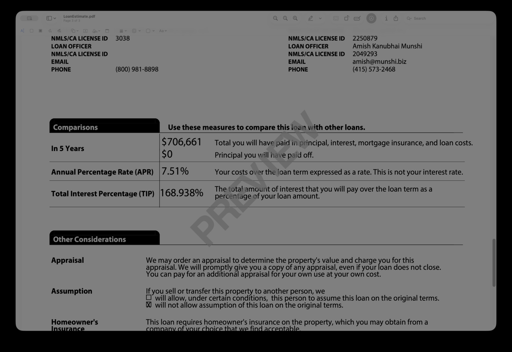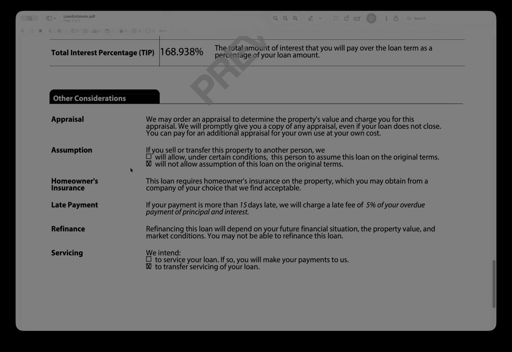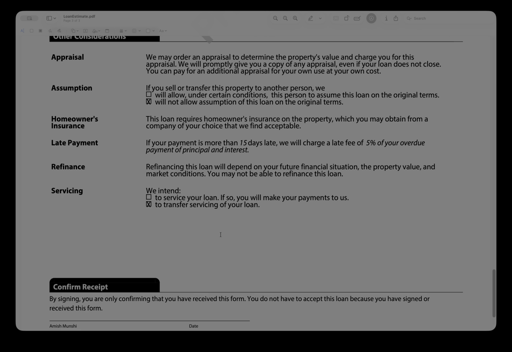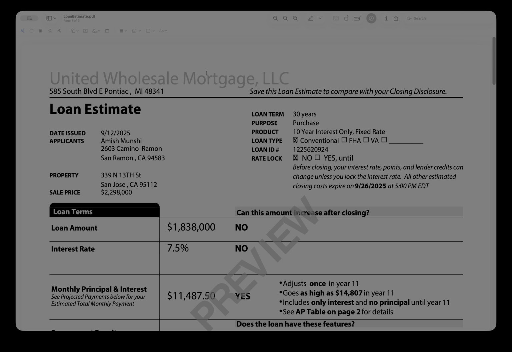And the total interest you are paying through the life of the loan is 168% of the borrowed money of 1.8 million. So you're paying closer to 2.5 million in just interest over the life of the loan. And a few more details about the loan. So hopefully this helps to understand how a loan works, what a loan estimate is, and how to read this very, very critical, important document. Thanks.